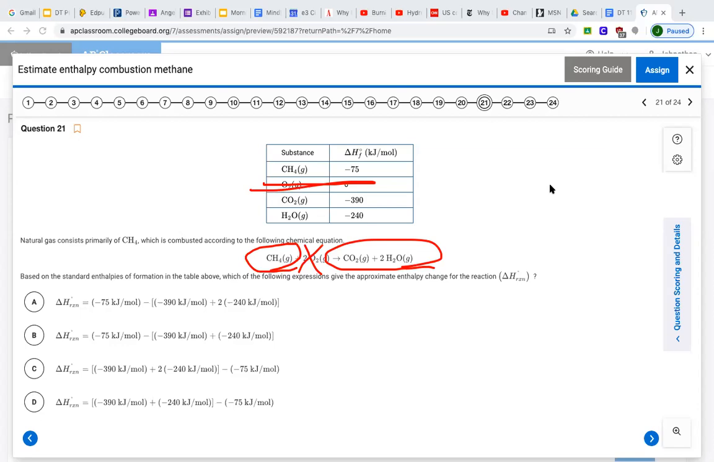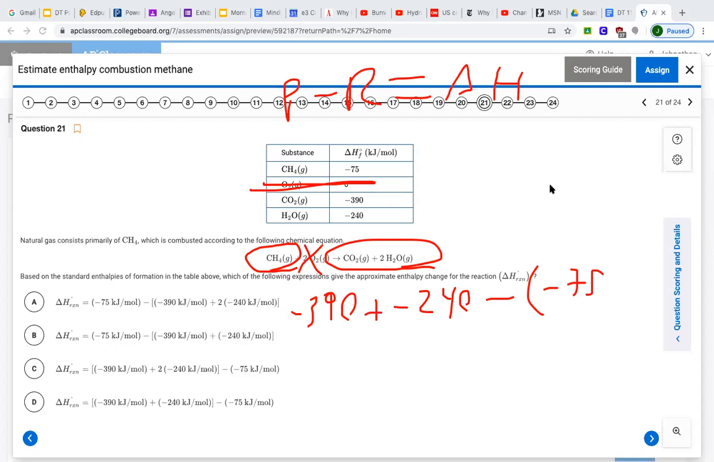Okay, so what you've got is CO2, which is negative 390. It's always products minus reactants equals delta H, so negative 390 plus negative 240, minus negative 75. And that's just CH4. Oh, and I forgot the coefficient. So negative 240, you have to multiply this guy times 2. So that's where this guy comes from. I forgot that, and I should have seen it because it's right there. All right. So that's how that one works.